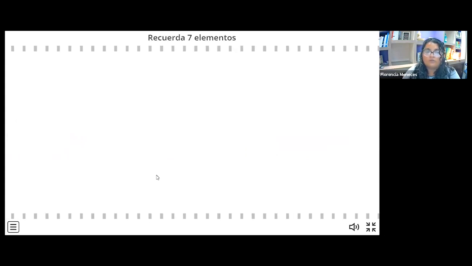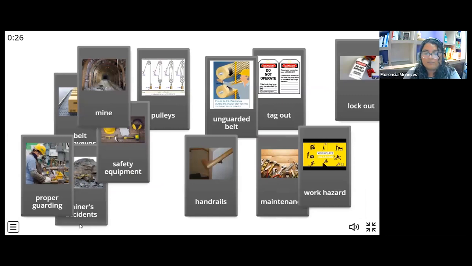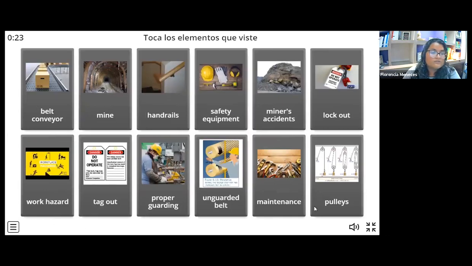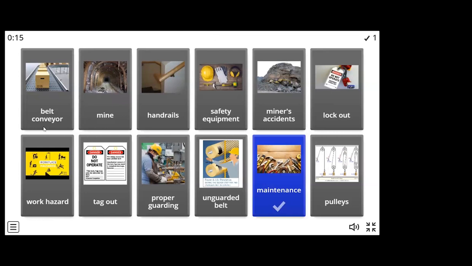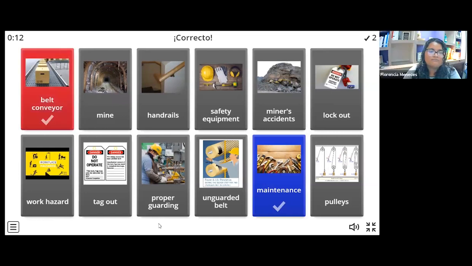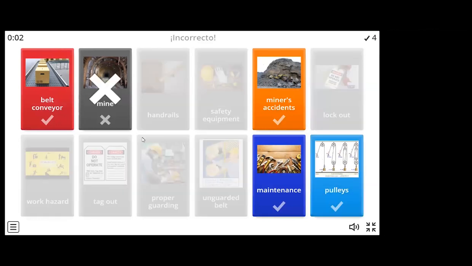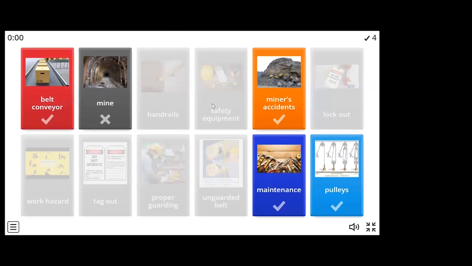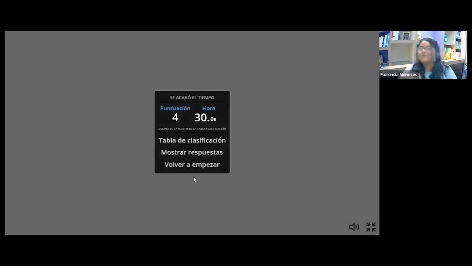Cada vez que ustedes vuelvan a iniciar este juego, van a volver a aparecer diferentes palabras. Okay, so do you remember cuáles eran las que fueron mencionando? Maintenance, what else? Belt conveyor. Miners accidents. Safety equipment. Mine. Proper guarding, unguarded belt. Okay. No somos muy buenos con el tiempo, chicos. Okay. Yeah, so you're going to work with that.